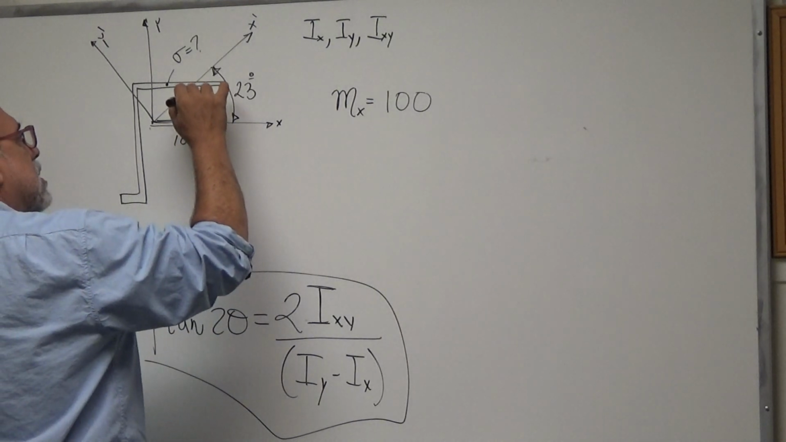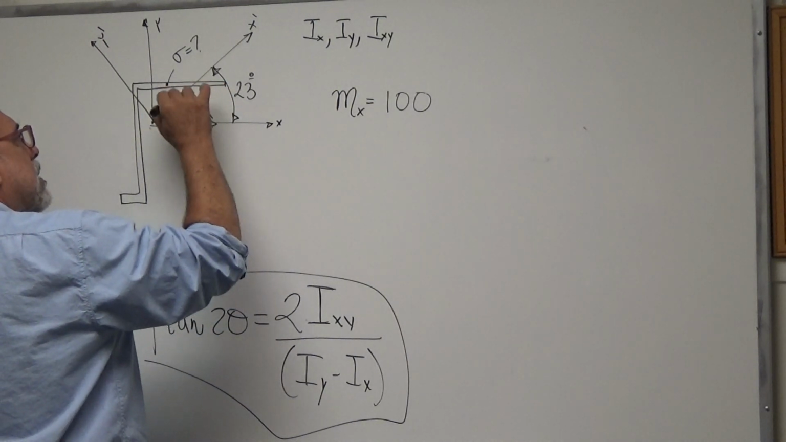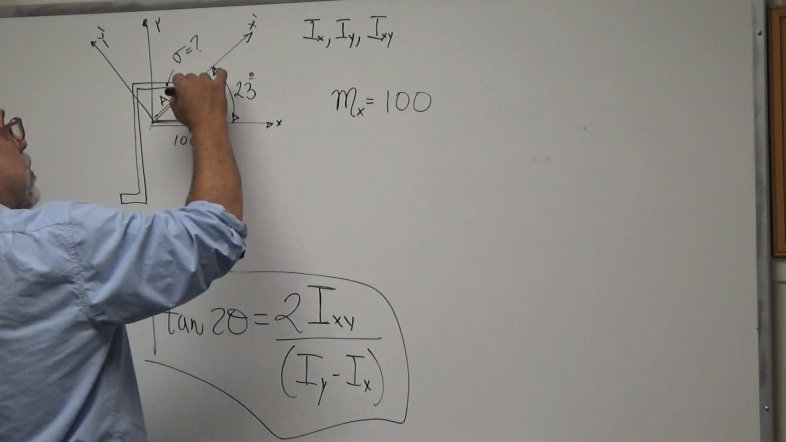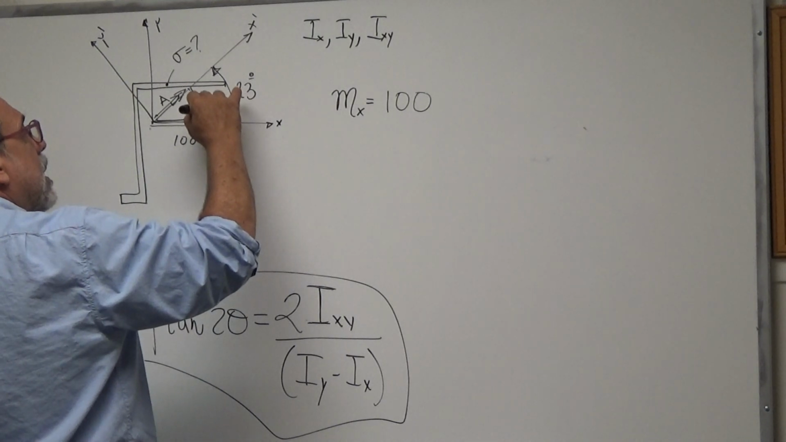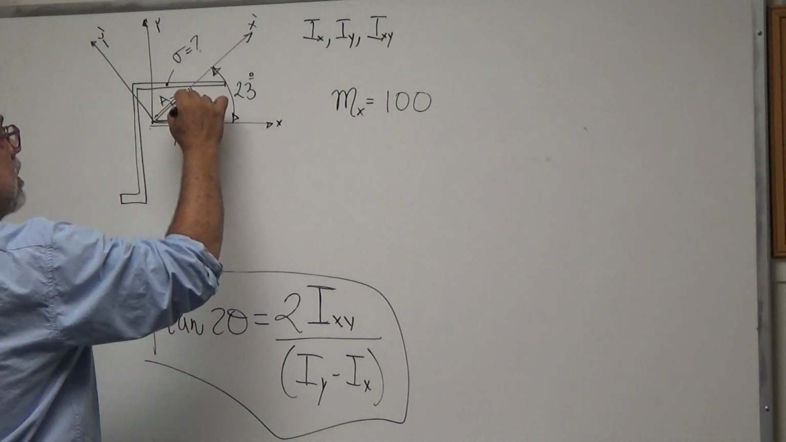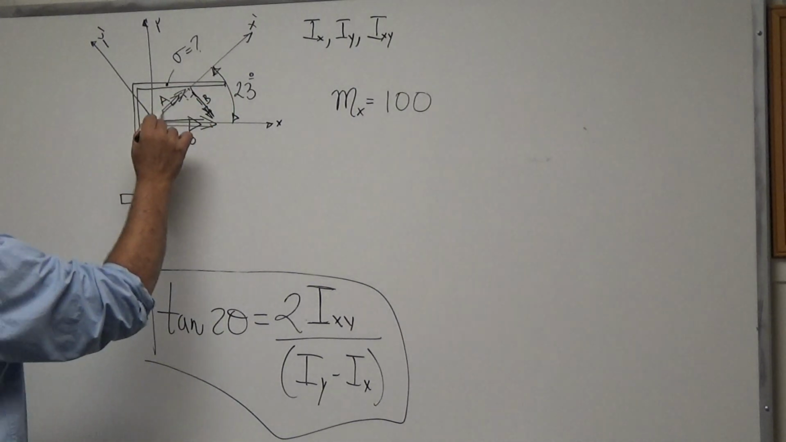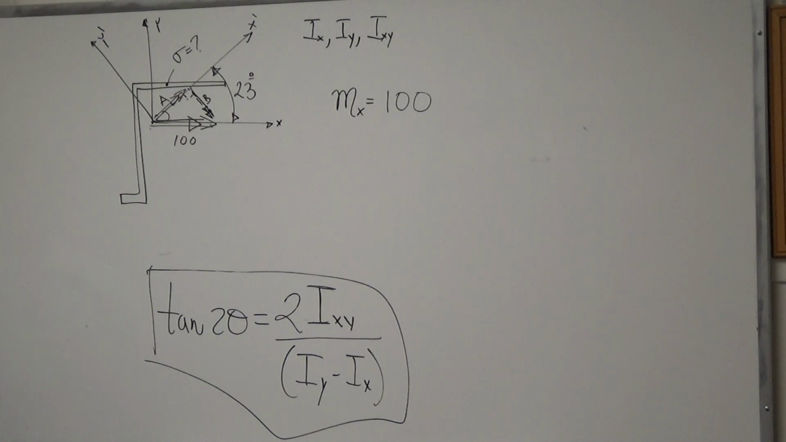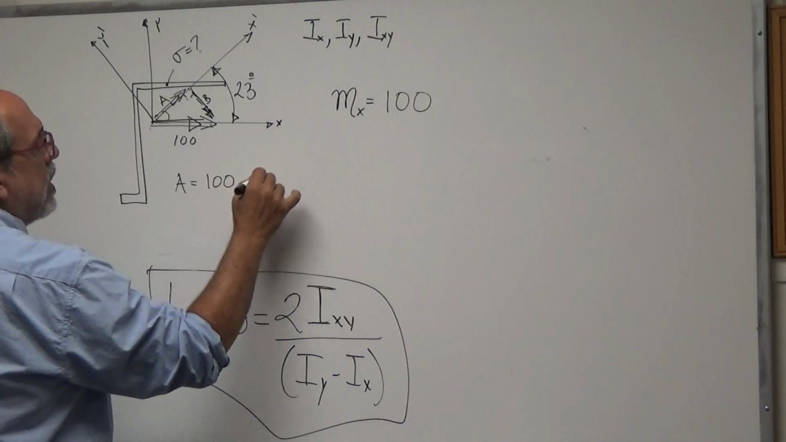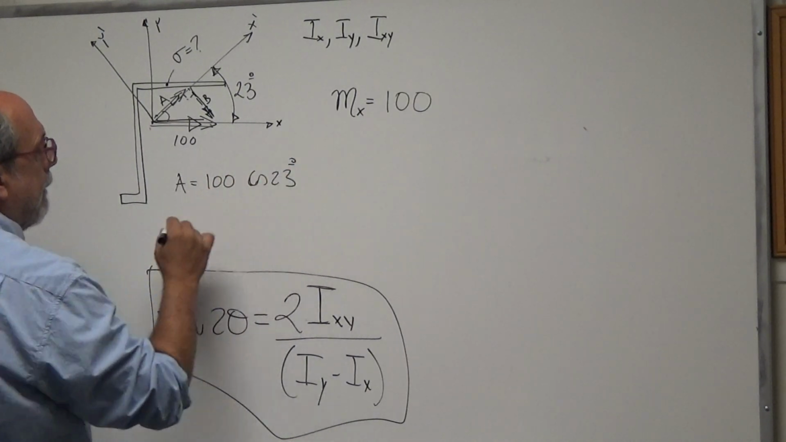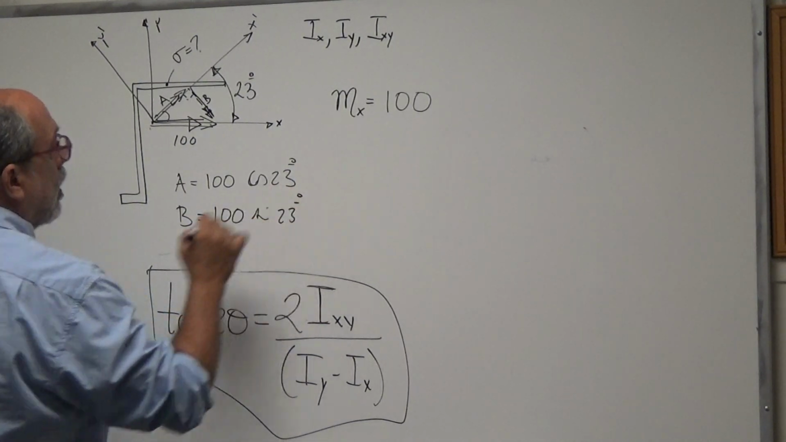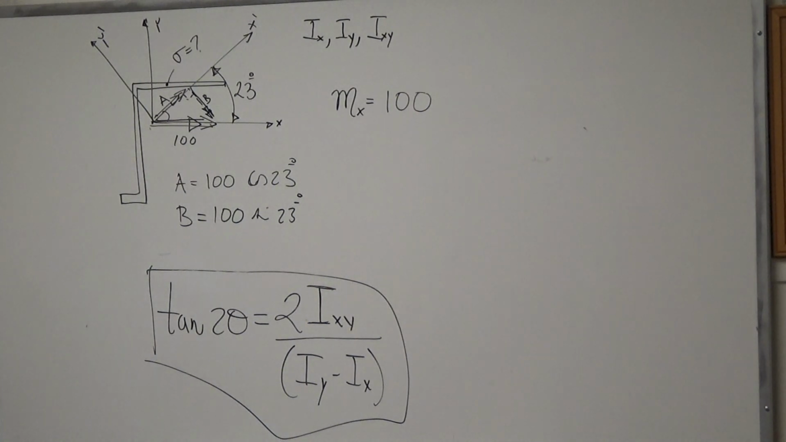So I go like this, and I see that there's a moment here. Let's say we call it A. And then there is this other component here, and say we call it B, this being 90 degrees. And this is 23. So we can see that A is 100 times the cosine of 23, and B is 100 times the sine of 23. Okay, so now we know the moments about the principal axes.